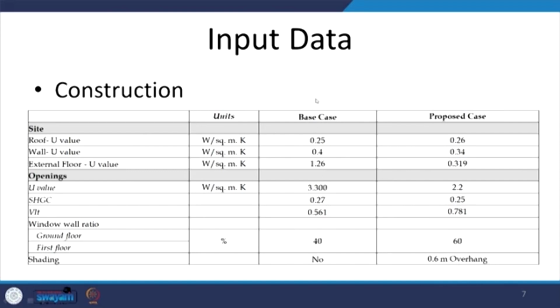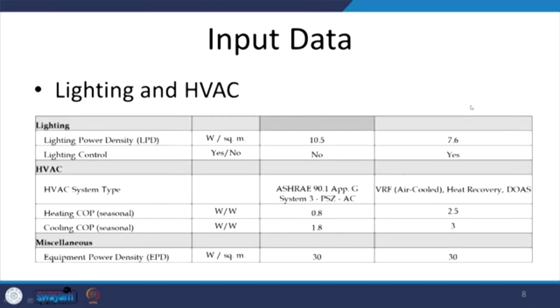Also, since base case had no shading, in proposed case we will experiment with a shading of 0.6 meter, which is a horizontal overhang. So, no fancy shading is being proposed here, but impact of shading will now be accounted for. For lighting and HVAC, initially we considered a lighting power density of 10.5 watt per square meter. Here we will reduce it to 7.6.